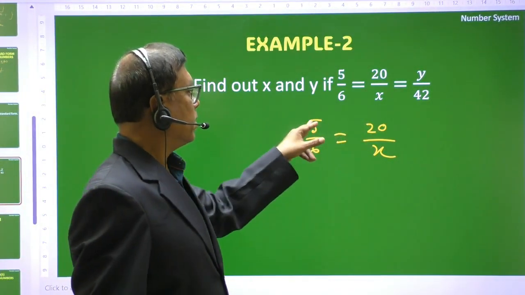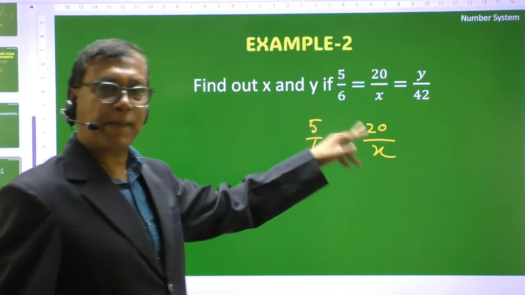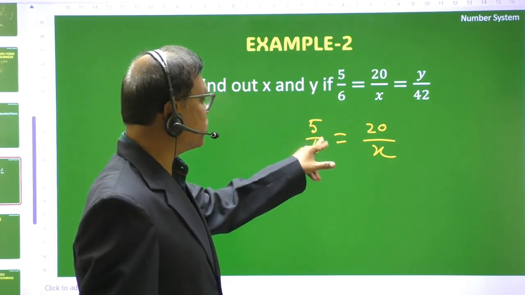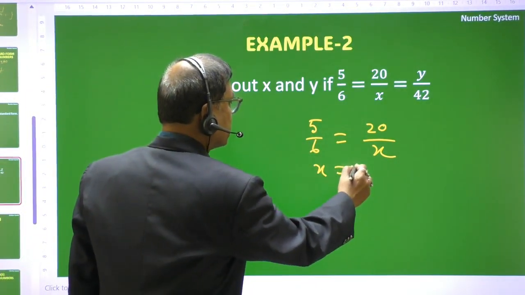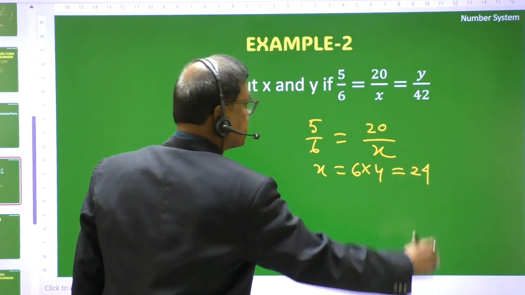How came? 5 multiplied by 4, that is 5 into 4. So obviously 6 into 4 we have to do. So x value will be 6 into 4, that is 24. Very simple.